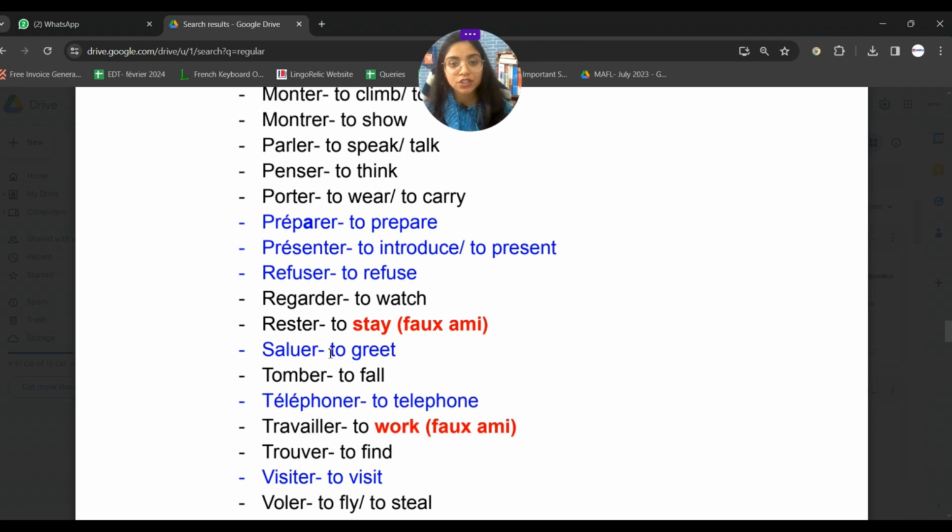This literally translates to a false friend. A faux ami is a word which gives an impression of being a particular meaning because you know English, but then it means something else. For example, here you might have an impression that rester might mean to rest, just like in English. No, it's not the case.